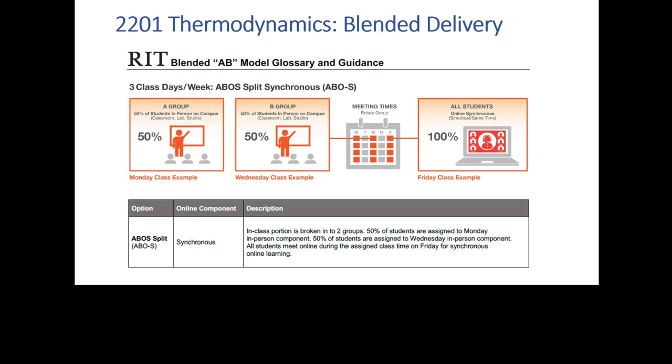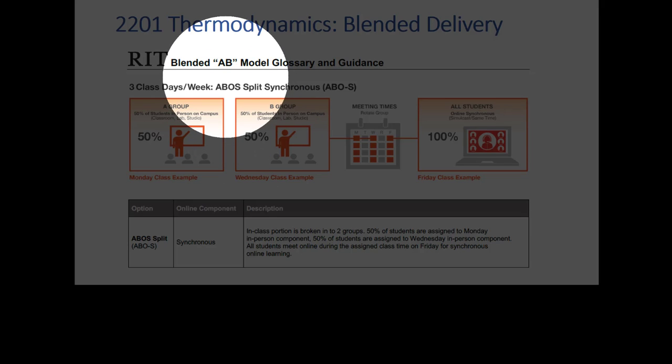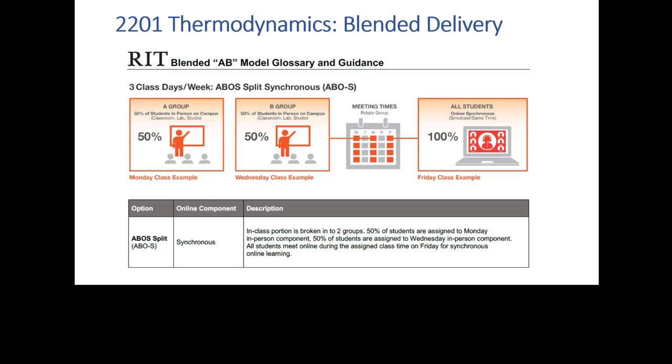So in thermo, we're going to be doing this blended model, which is an A-B split. We're calling it an A-B split because we're taking the class and dividing you into two groups. So split 1 and split 2. This is true for all three separate sections. So you will have a section number, 1, 2, or 3, and then within each section, you will be split into either split 1 or split 2. Now, what does that mean?